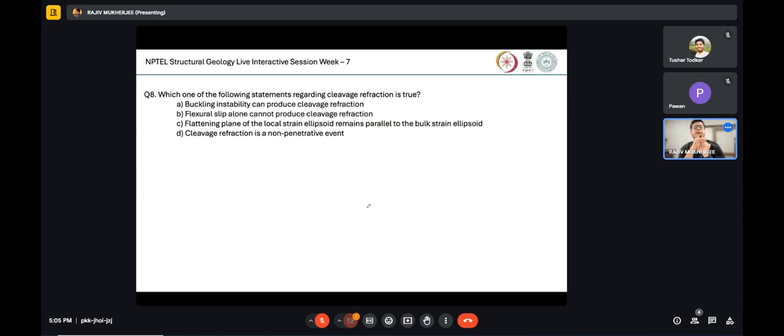Okay, next question. Which of the following statements regarding cleavage refraction is true? Option A, buckling instability can produce cleavage refraction. Option B, flexural slip alone cannot produce cleavage refraction. Option C, flattening plane of the local strain ellipsoid remains parallel to the bulk strain ellipsoid during cleavage refraction. And option D, cleavage refraction is a non-penetrative event.